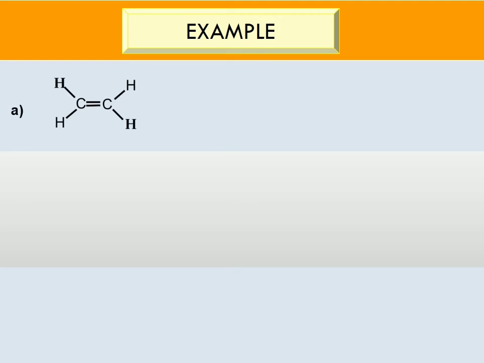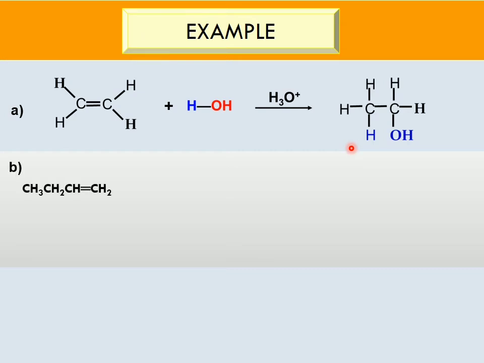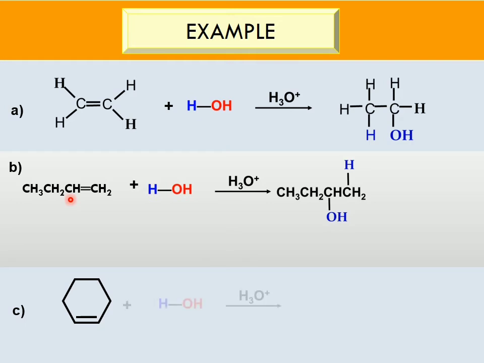Let's look at the first example, ethene. Both carbons have a similar number of hydrogen atoms, so you can add H to either of the carbons, and then the OH will go to the other carbon. So we will get an alcohol. B is 1-butene. Carbon 1 has more hydrogen atoms, so the H will be added to the first carbon and the OH will be added to the second carbon. And for C, these carbons have the same number of hydrogens, so one H and one OH will be added.